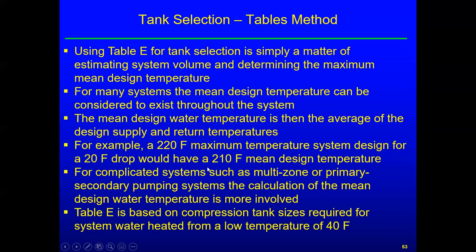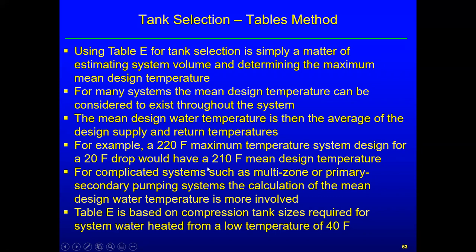Okay, so there are some notes here. Let's run through this. Selection is simply a matter of estimating system volume and determining maximum mean design temperature. For many systems, the mean design temperature can be considered to exist throughout the system. The mean design water temperature is then the average of the design supply and return temperatures. For example, a 220 maximum temperature system designed for a 20 degree drop would have 210 as the mean design temperature. So it's 220 in, 200 out, the average is 210.